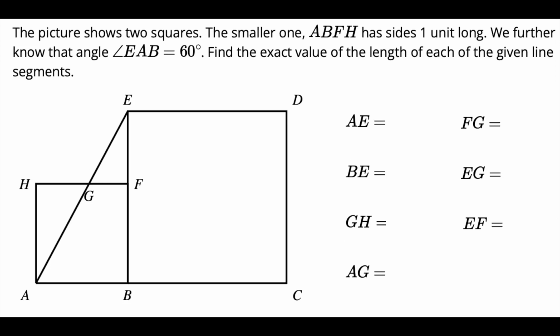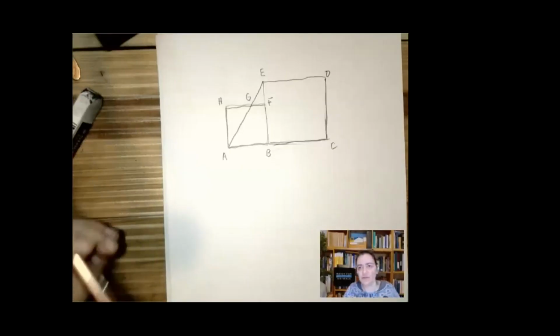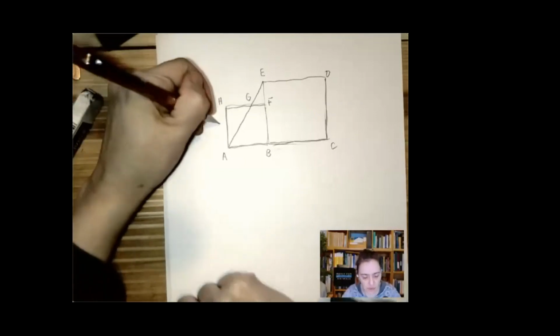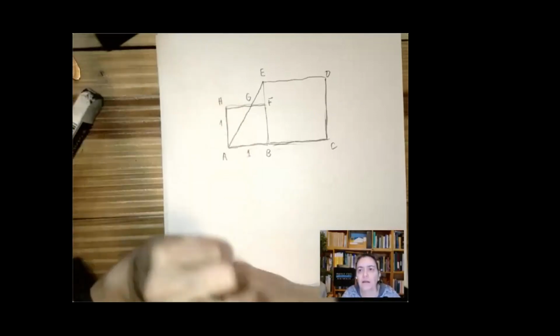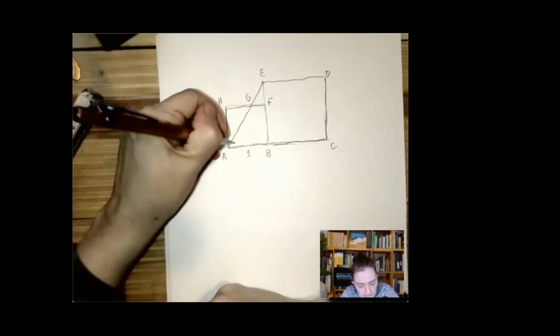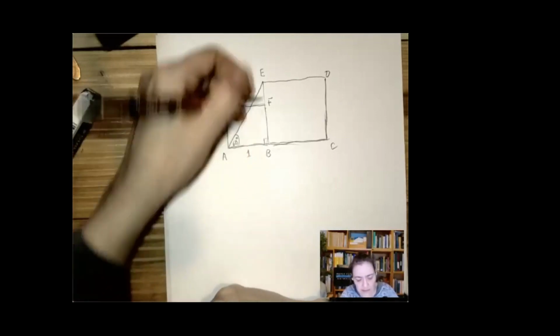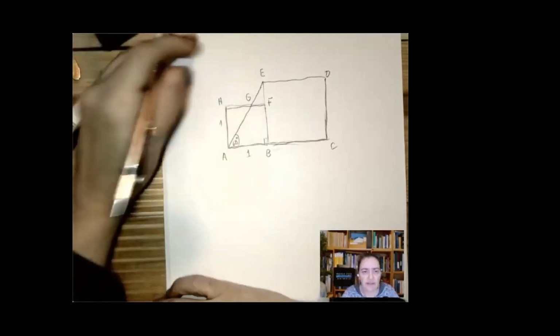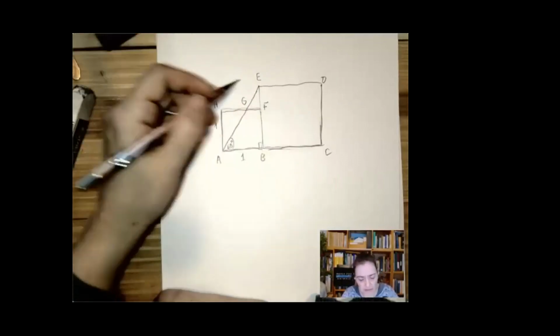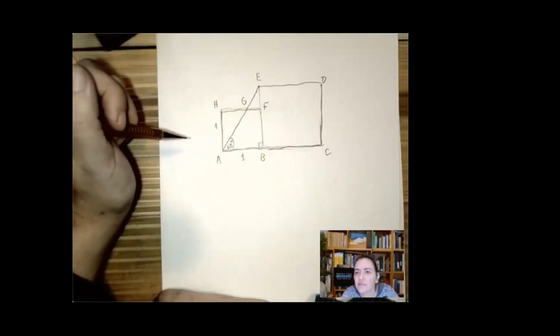So we have two squares, and the smaller square has sides 1 unit long. And we know that this angle is 60 degrees, which, because this is 90, means that this is 30 degrees. So we have a semi-regular triangle here. Find the exact value of the length of each of the given line segments.